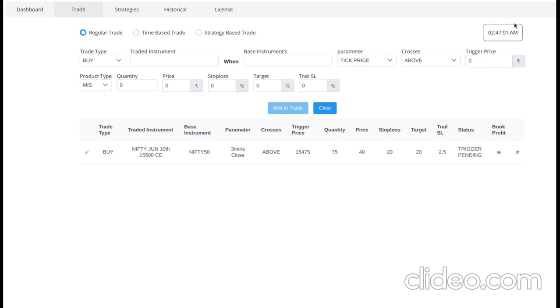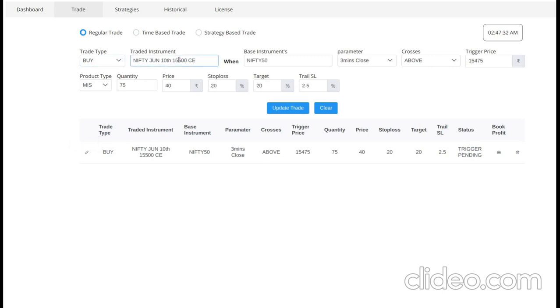But anyway, it's like midnight, so the market is not open, so we have to wait till the next morning after 9:15 for the new candle to arrive. So once you have created the trade, if the status is trigger pending, meaning the order is not fired by the system or the condition is not met, then you can change the parameters.